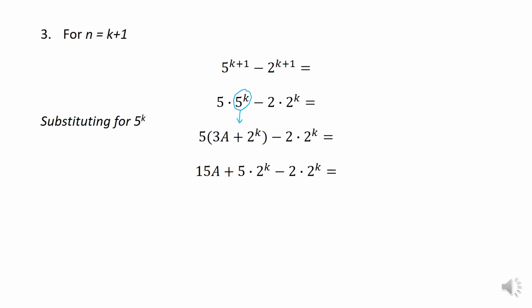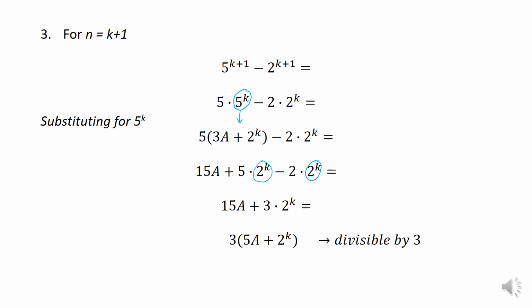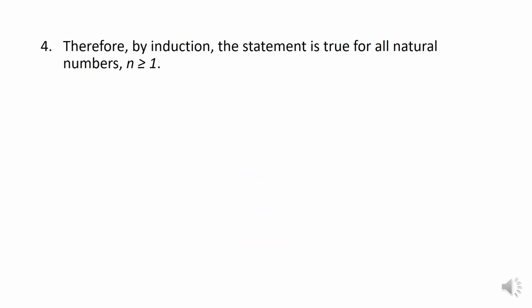What you'll see here is two terms with 2 to the power of k in them. We have 5 minus 2, so that will leave us on the next line with 3 of them. So we have 15a plus 3 times 2 to the power of k. Of course, you see a factor of 3 in both of those terms. Taking that out, you get 3 times (5a plus 2 to the power of k). So it's 3 times something, therefore it's divisible by 3, and we've shown what we want to show. Therefore, it is true for n equals k plus 1. Your final step is to make your statement. Therefore, by induction, the statement is true for all natural numbers greater than or equal to 1.